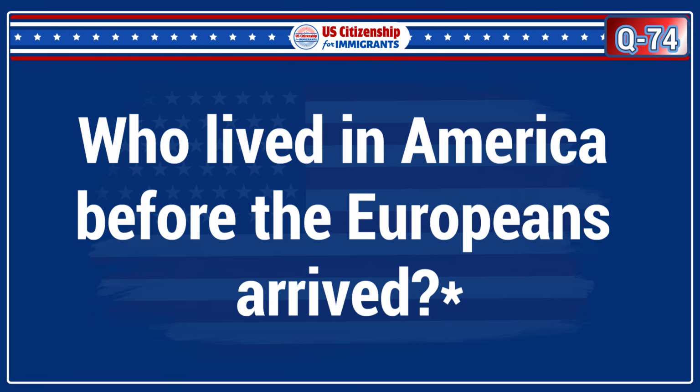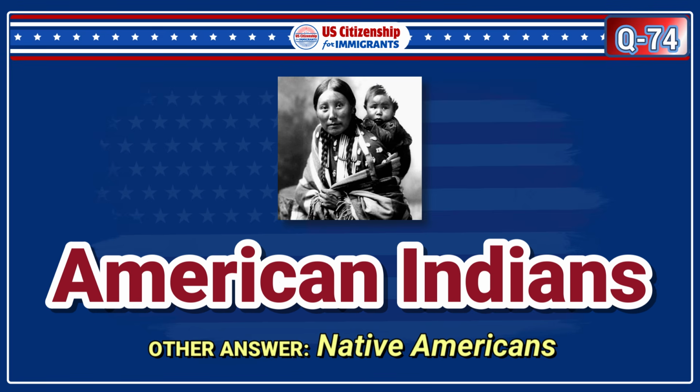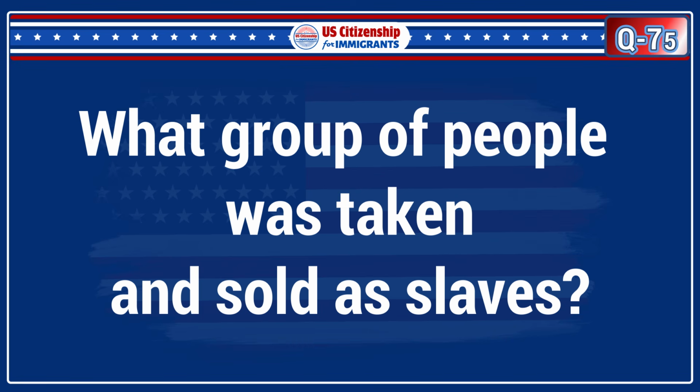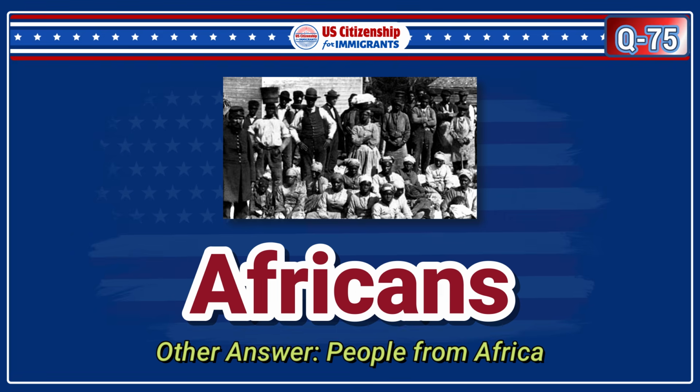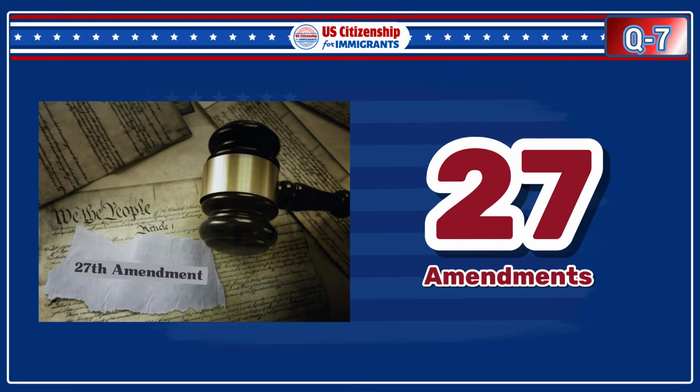74. Who lived in America before the Europeans arrived? American Indians. 75. What group of people was taken and sold as slaves? Africans. 7. How many amendments does the U.S. Constitution have? 27.